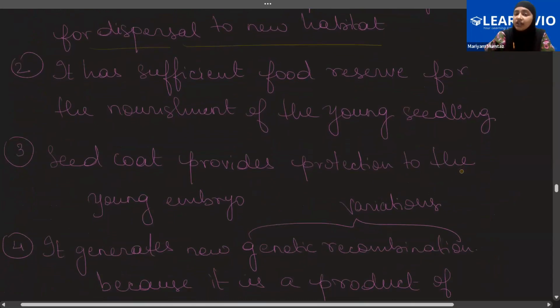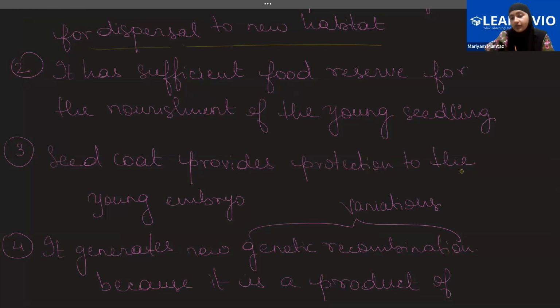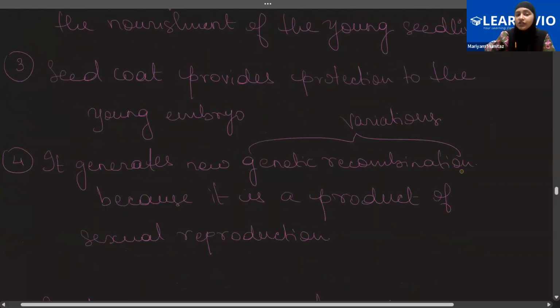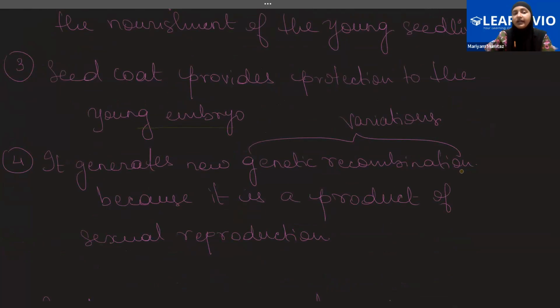It has sufficient food reserve for nourishing the young seedling because of the presence of endosperm. The embryo, the young seedling, gets nourishment. The seed coat provides protection to the young embryo because it is a very hard, tough covering which surrounds the seed and does not let the seed degrade very easily.